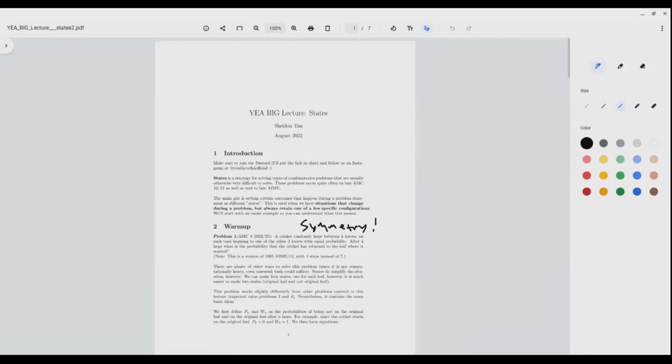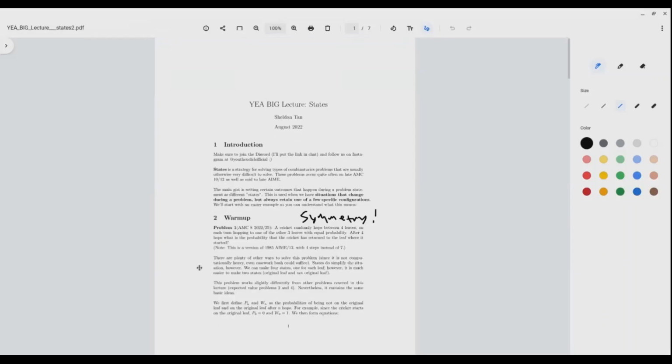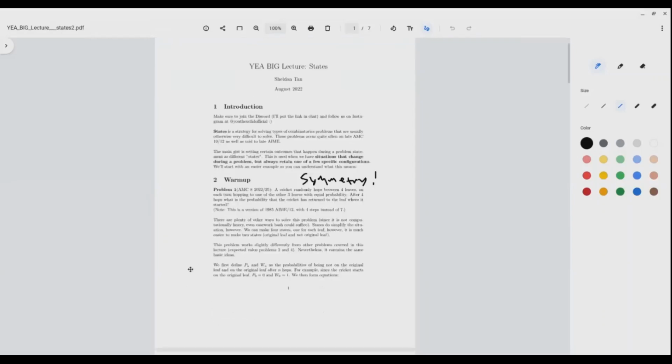So this is just from the AMC 8. A cricket randomly hops between 4 leaves on each turn, hopping to one of the other 3 leaves with equal probability. After 4 hops, what is the probability that the cricket has returned to the leaf where it has started? So this is not an expected value problem like some other ones we're going to go through. And there are plenty of other ways to solve this problem. You can do casework. I believe there's only 2 or 3 cases that you need to consider anyway. However, we're going to solve it with states because this provides a good introductory example.